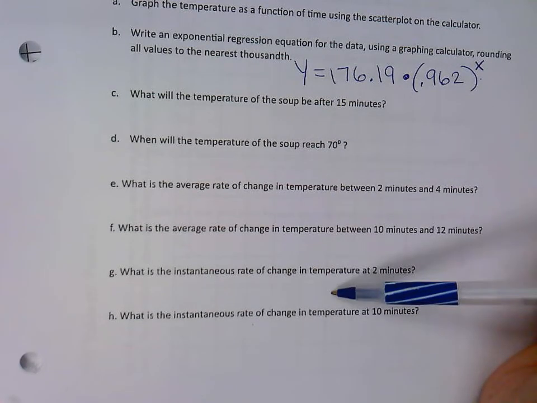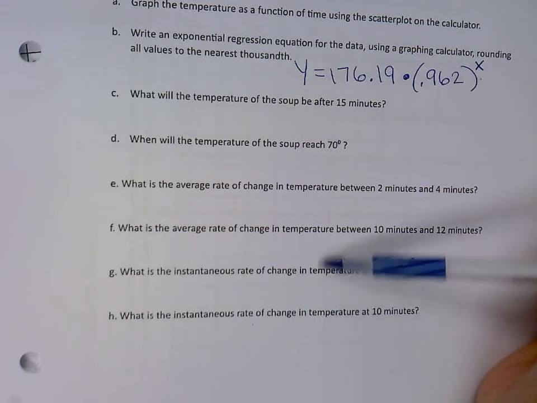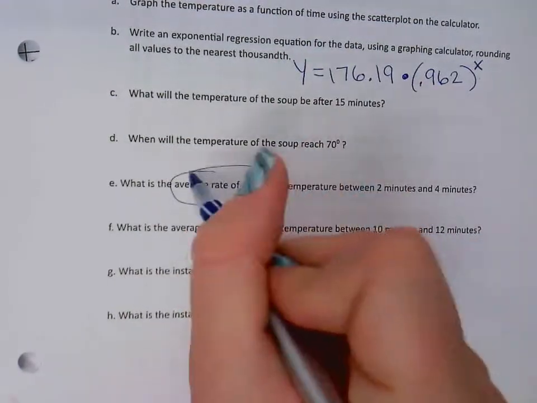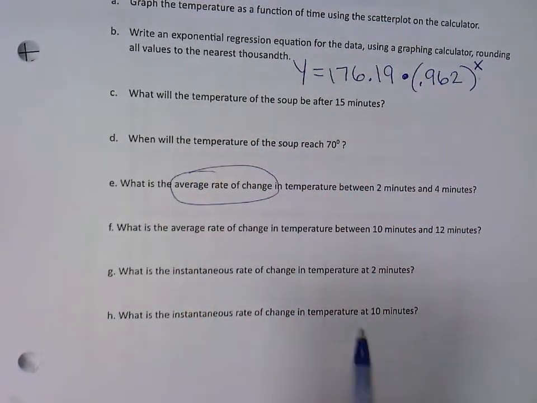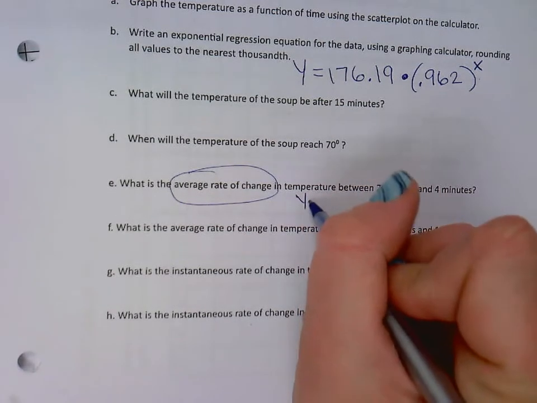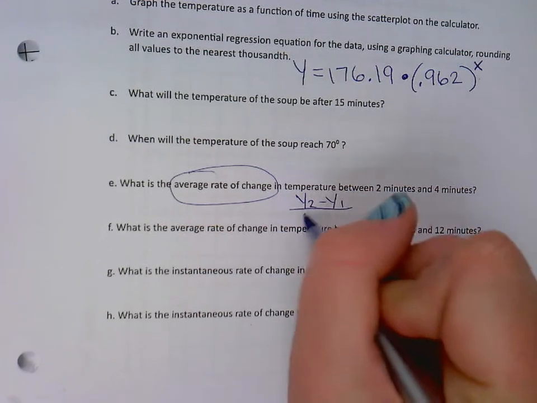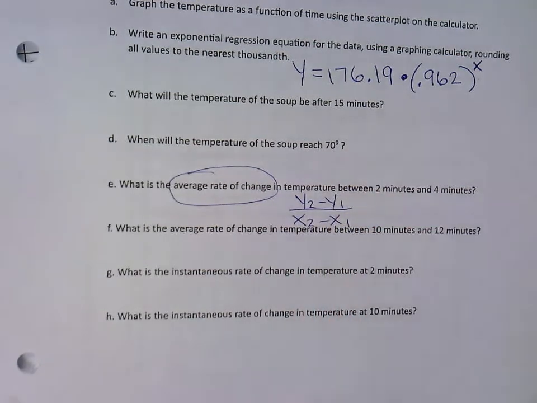And if you forgot how to do average rate of change, can someone tell me the formula in case someone forgot how to calculate average rate of change? How do I calculate slope? Because average rate of change is the slope between 2 points. So it's y2 minus y1 over x2 minus x1 when you get down there, right? So you have two coordinates.